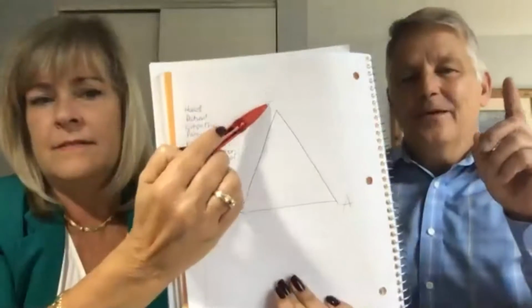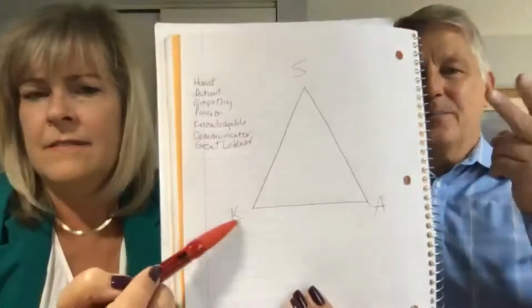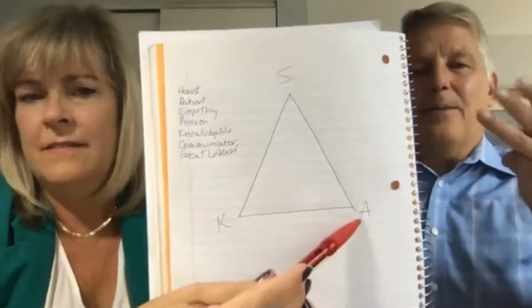And what we do is then say, okay, Peg, put up that triangle. We ask you, of all these attributes, which one's a skill, which one is a knowledge-based thing, and which one is about attitude?